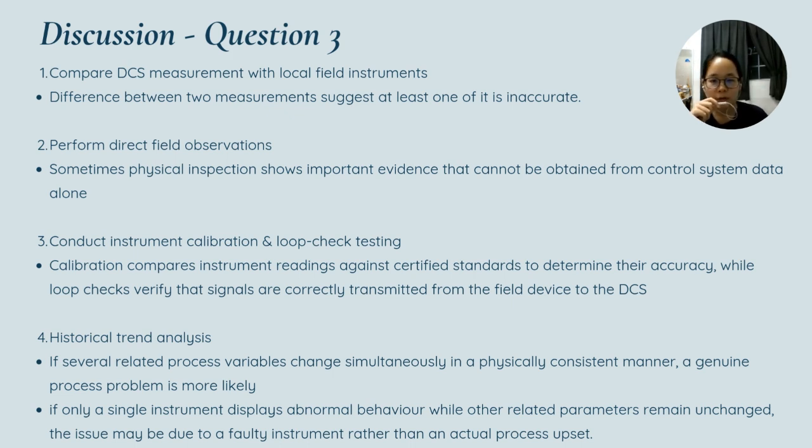Next is to conduct instrument calibration and loop check testing. The calibration compares instrument readings against certified standards to determine their accuracy, while loop checks verify that signals are correctly transmitted from the field device to the DCS.